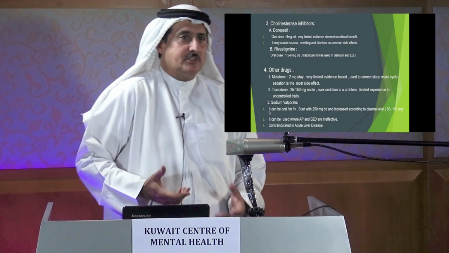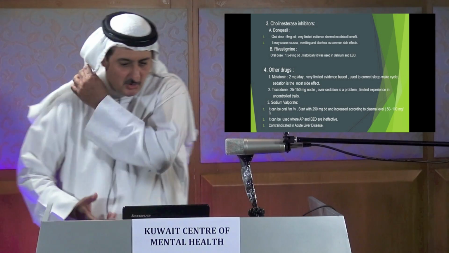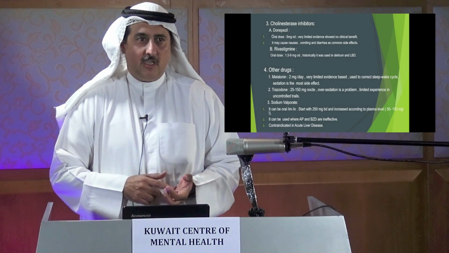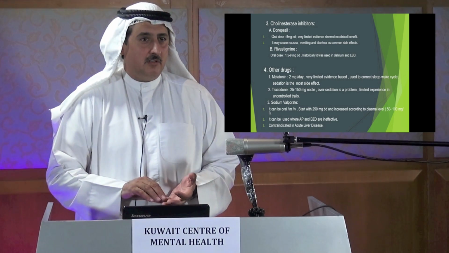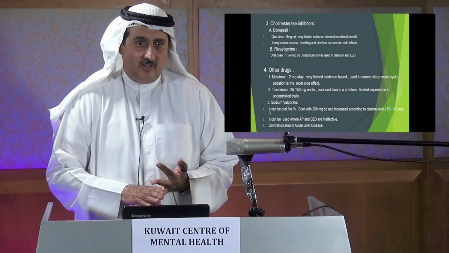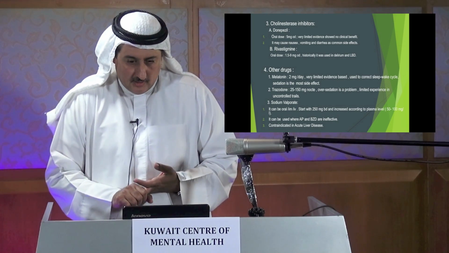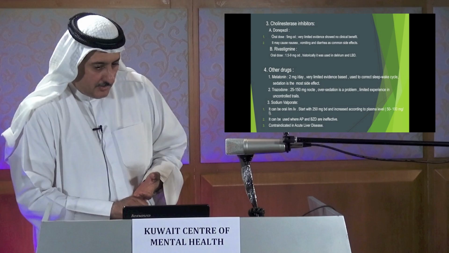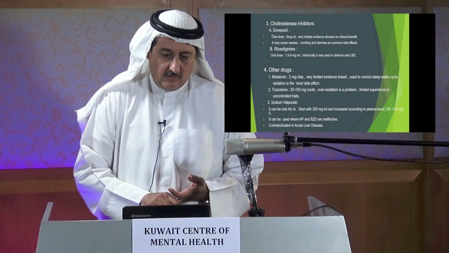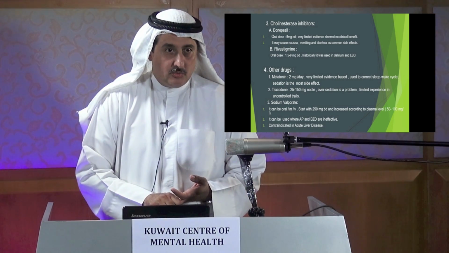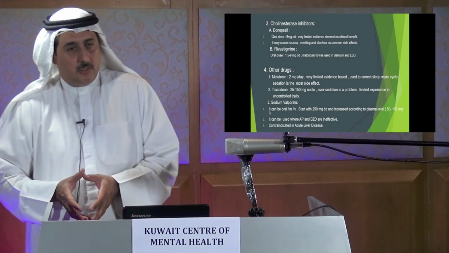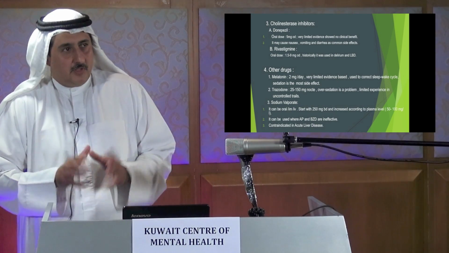Interesting here for me was sodium valproate, because they used to give it oral, IM, IV. I heard that in Egypt they give it IM, IV, but we don't have it here. Start with 200 milligram BD and increase according to plasma level. It can be used when antipsychotic and benzodiazepine are not working. Very few cases prove that it can help. It is contraindicated in acute liver disease. This is all the psychotropic medication used.